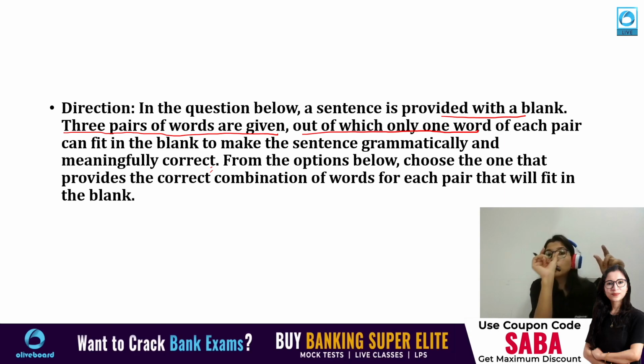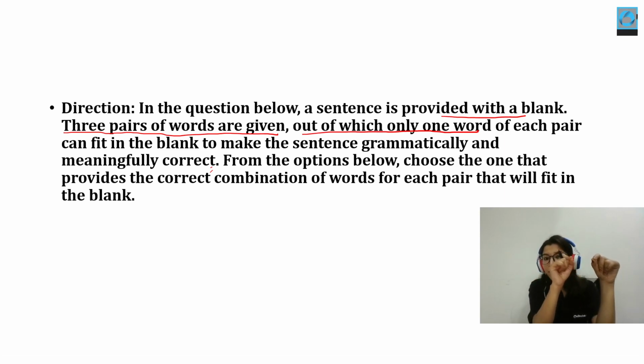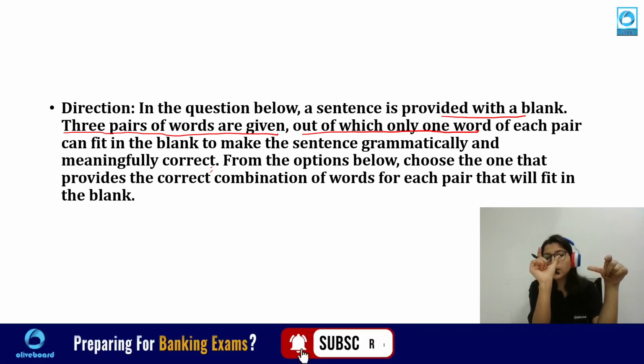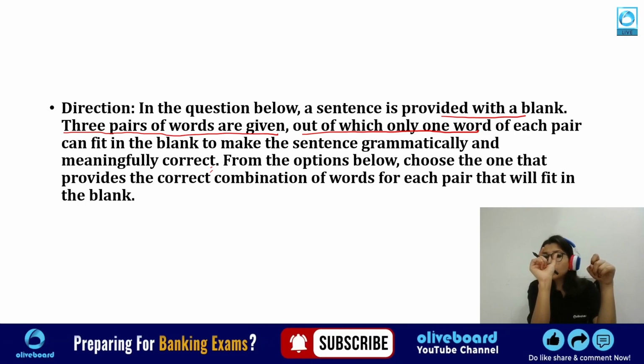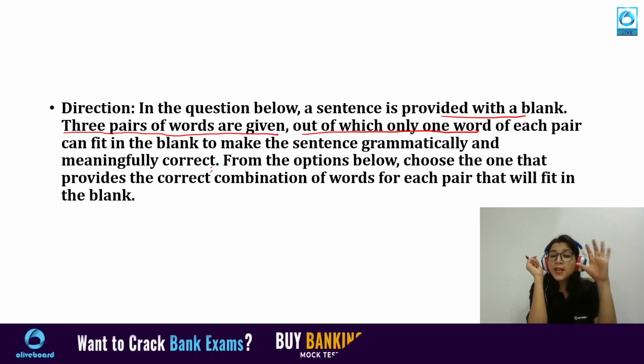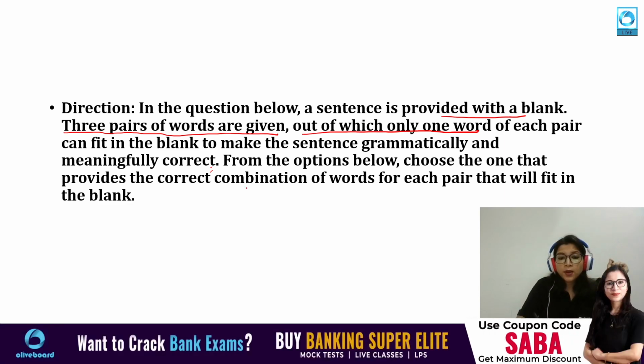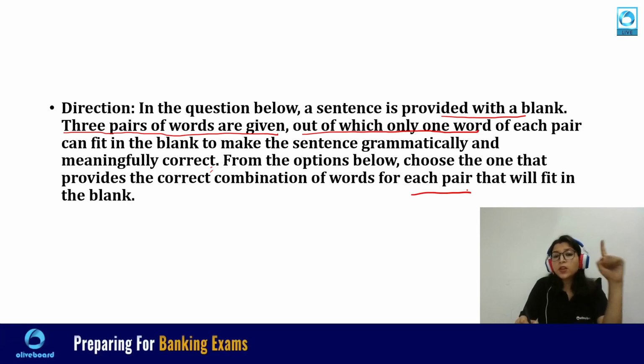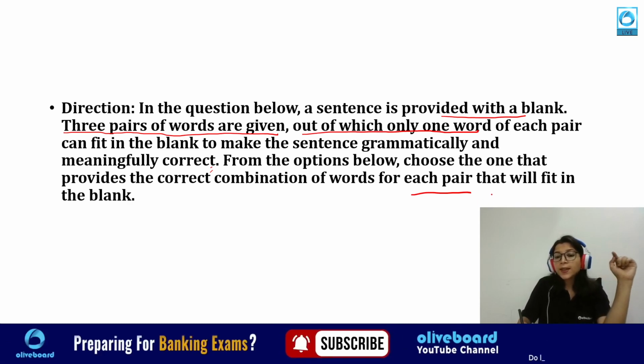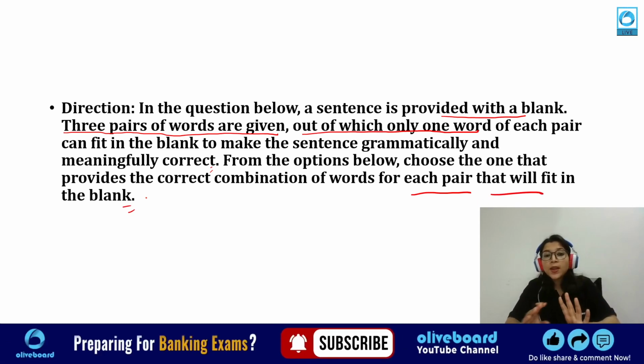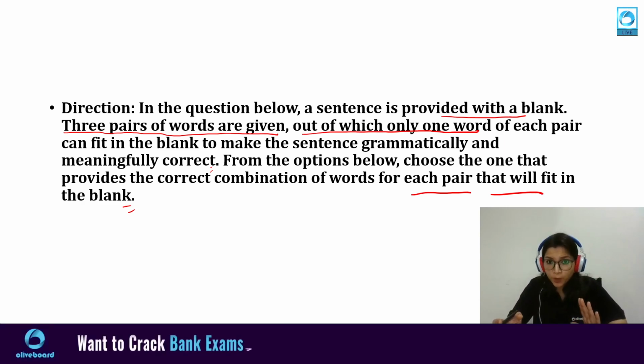Like एक ऑप्शन में आपको 2 वर्ड मिलेंगे. B option, second option में you will get a pair of words. 2 words will be there. But out of those 2 words, only one will fit into the blank. तो आपको हर पेयर में से from each pair, see what it is written. Choose the one that provides the correct combination of words for each pair. Each pair में से you have to choose the correct combination that will fit in the blank. Direction clear है? Question देखते हैं, then it will be more clear to you. Okay, चलिए.